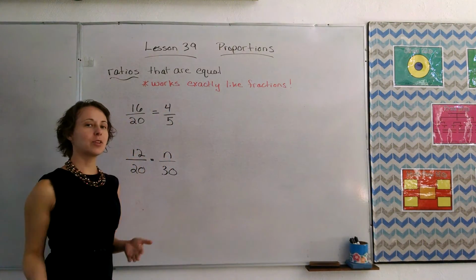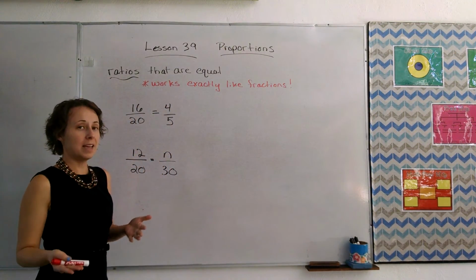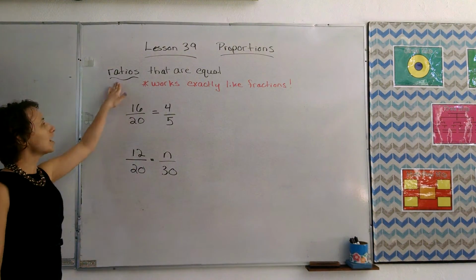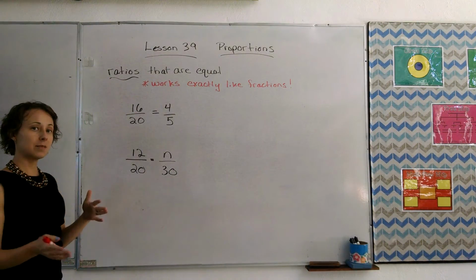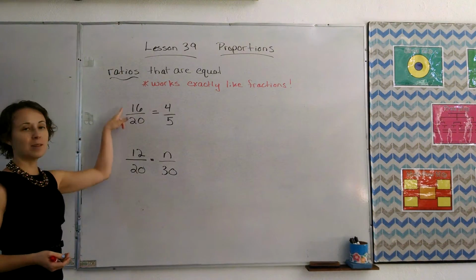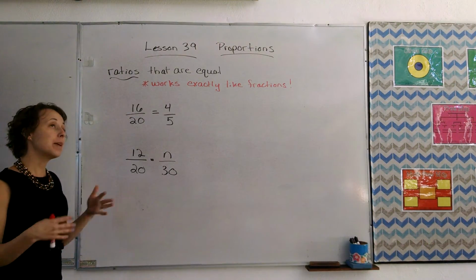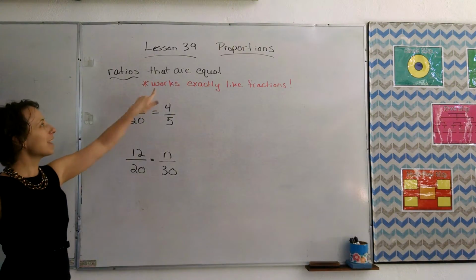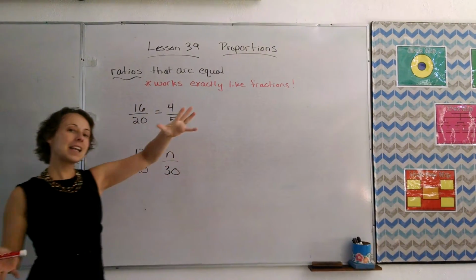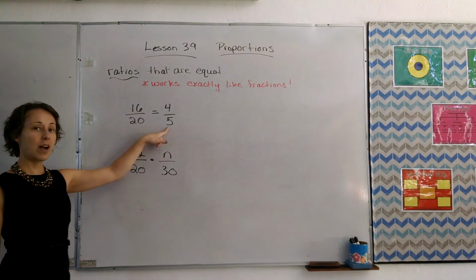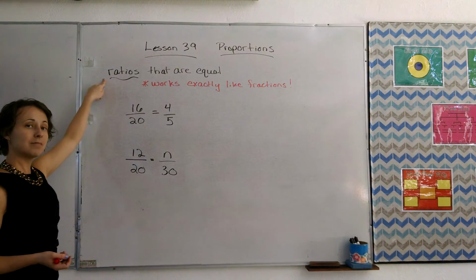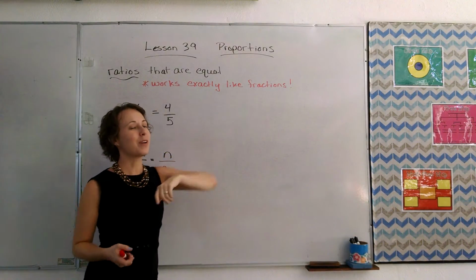Proportions are very similar to equivalent fractions, only instead of being with fractions, they're with ratios. Remember that ratios are part to part, whereas fractions are part to whole. However, when you look at them, they look the same. They may mean something slightly different, but they look the same. And it turns out that the way that we find a proportion is exactly the same way as we find an equivalent fraction. Both of the strategies that I'll show you today work with ratios. They also work with equivalent fractions.